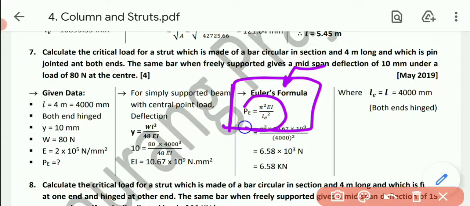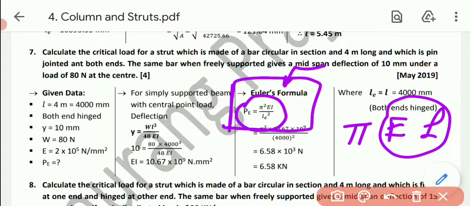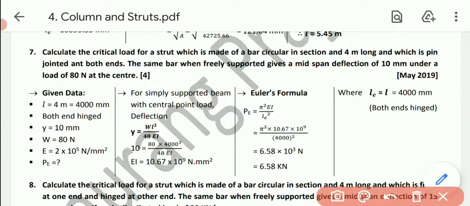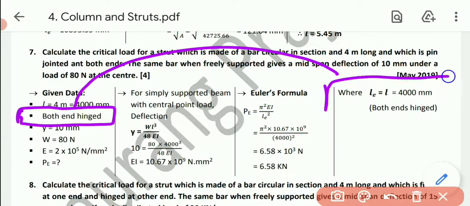Now the formula stands for pi square EI upon LE square. Now pi is constant, E is not given to us in the data, that is modulus of elasticity. So right now E is unknown for me, as well as I is also unknown, because they have told us circular section, but they have not given its diameter. So right now I cannot calculate I, and E also is not known. LE I can calculate. They have given us both ends are hinged, so LE equals to L, that is 4000 mm. So the problem of L is solved, but they have not given us any idea about EI.